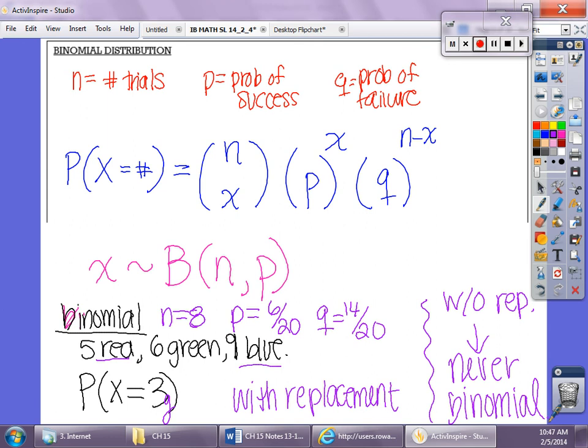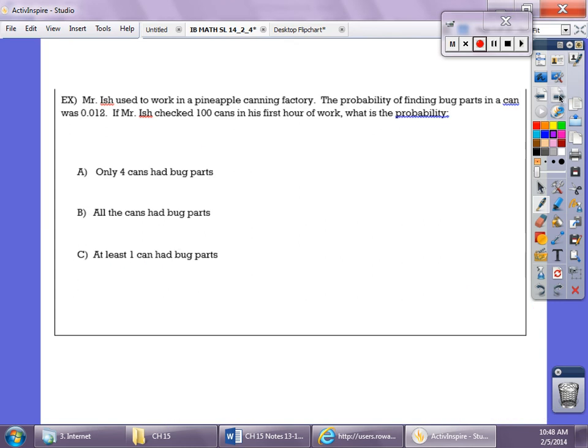If I wanted to ask you about 2 reds and 1 green, or 4 blues and a green, then that changes the problem. It can't be binomial because now I'm asking about more than just winning a color and not winning a color.